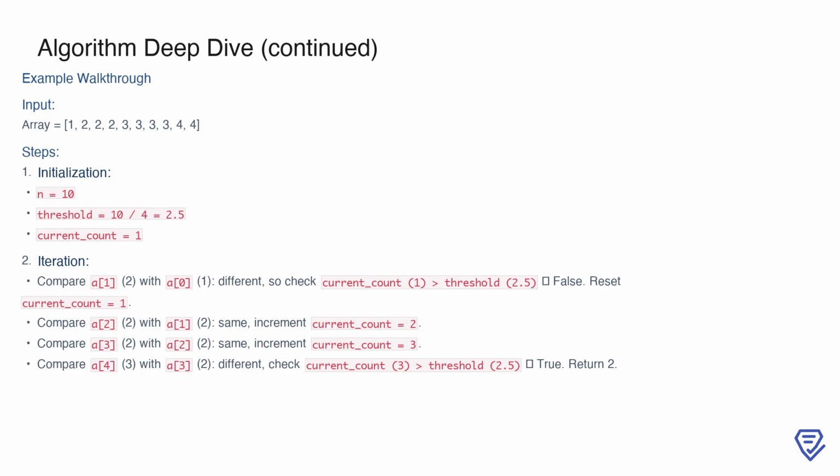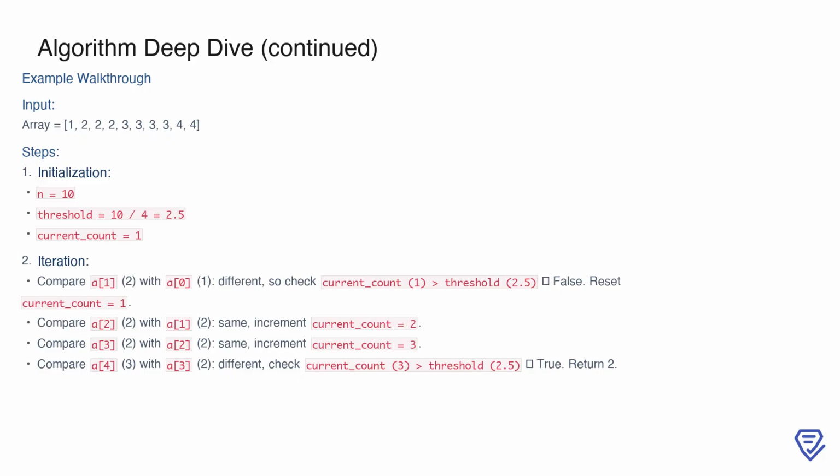Consider the input array 1, 2, 2, 2, 3, 3, 3, 3, 4, 4. We begin by initializing the key variables. N is 10, since there are 10 elements, threshold is calculated as 10/4 equals 2.5, and current_count starts at 1.